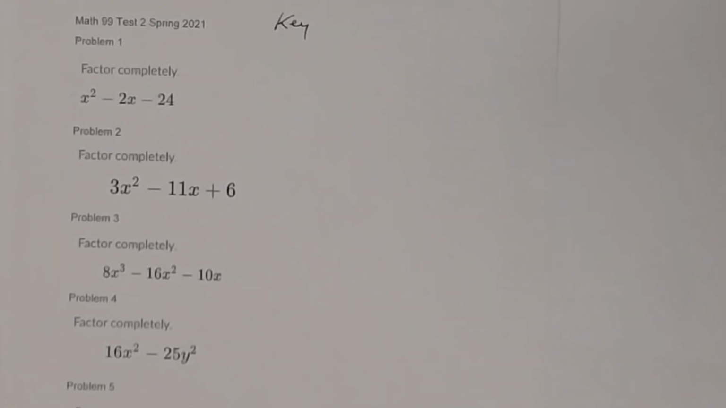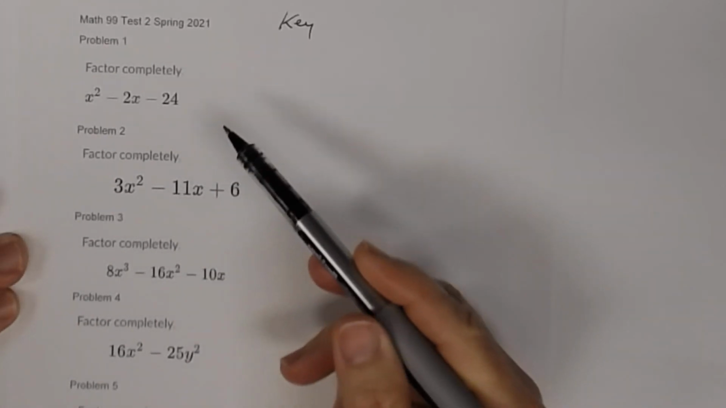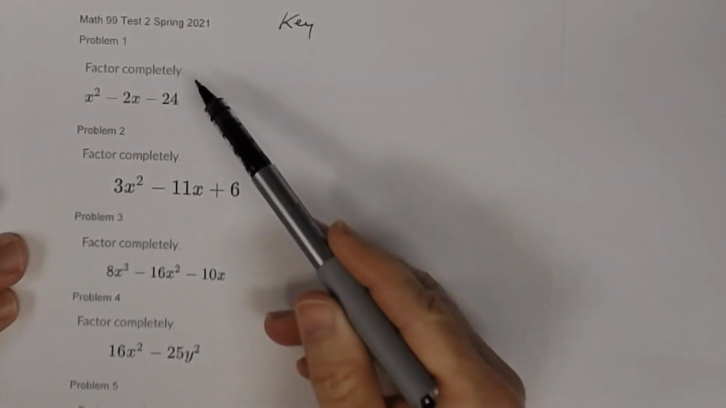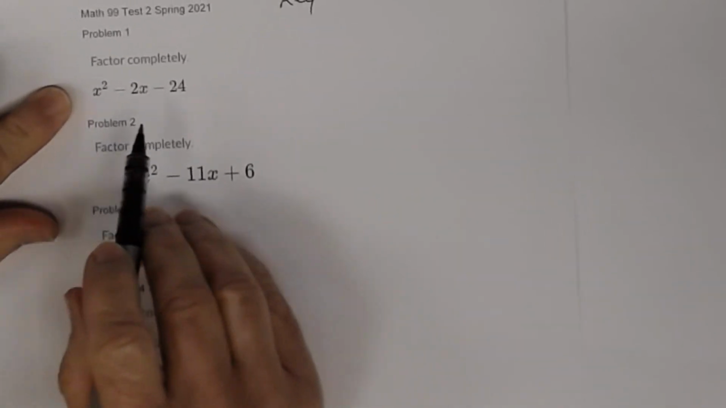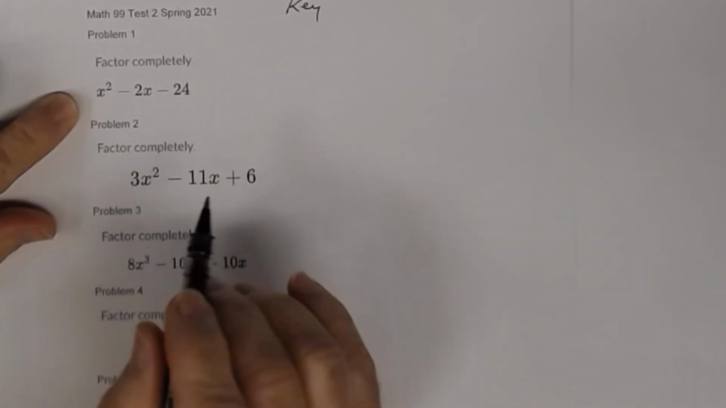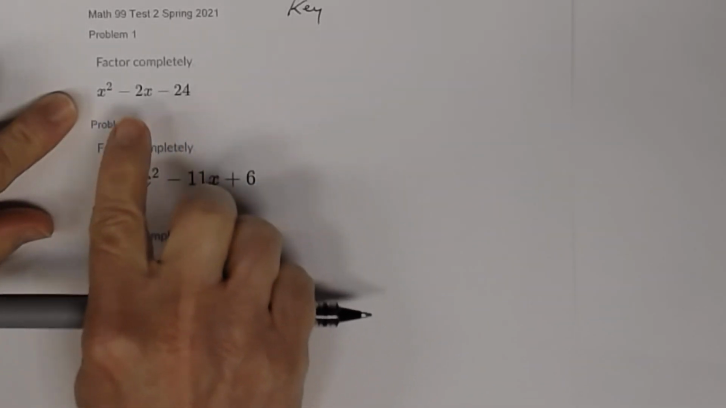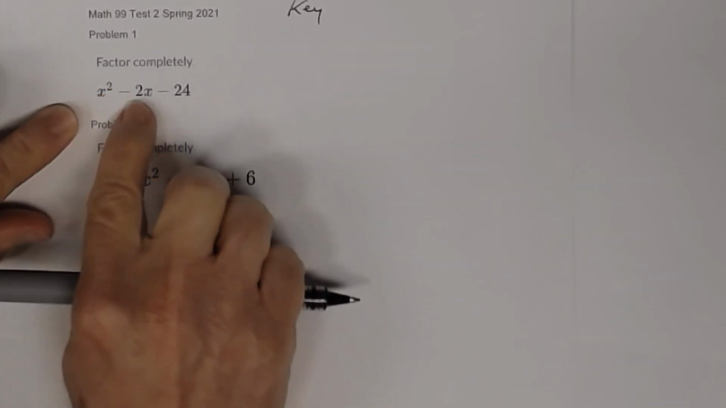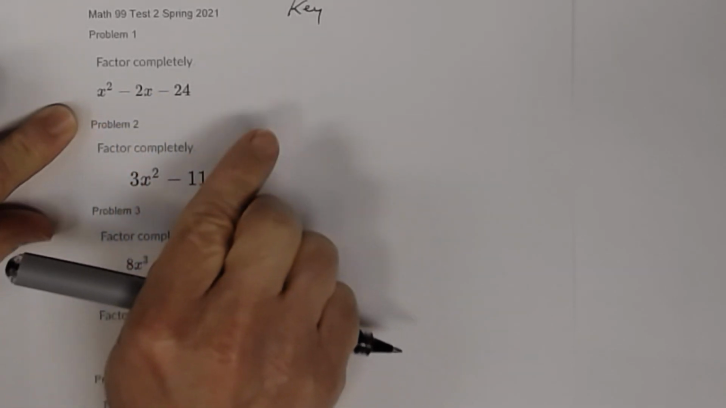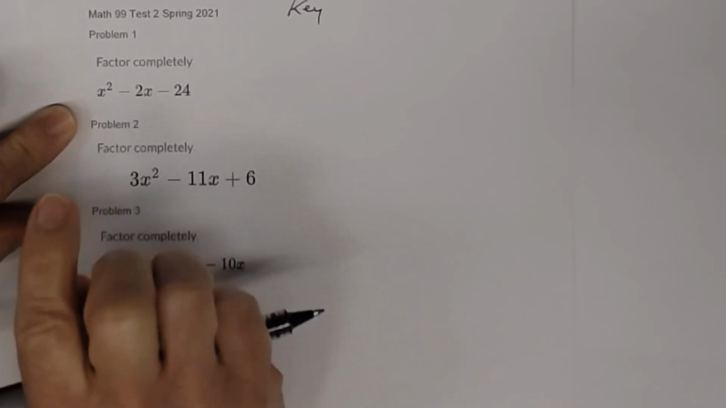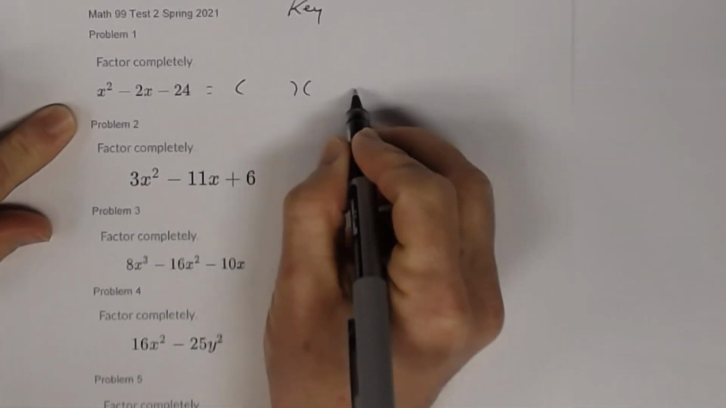This is a key to test 2, and for the first 5 problems you'll notice it does say factor completely. All right, so number 1, you want to factor this trinomial. It's a quadratic trinomial, and remember when factoring, always look for a greatest common factor first. If you notice those 3 terms, the greatest common factor of those 3 terms is 1. So since the greatest common factor is 1, we're going to go ahead and factor this as 2 binomials.